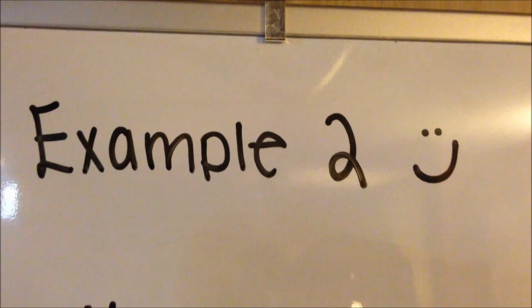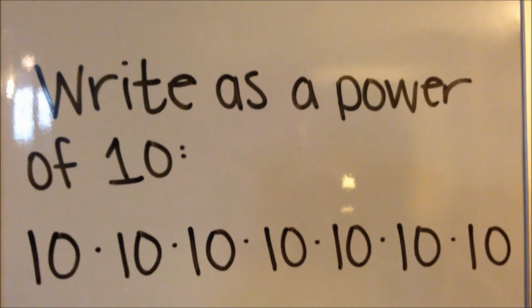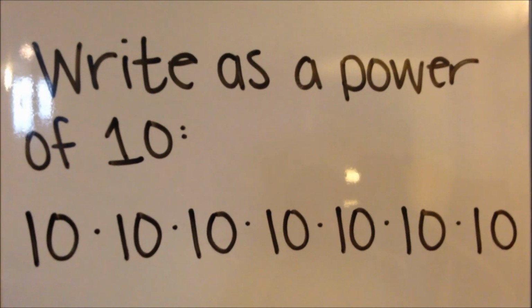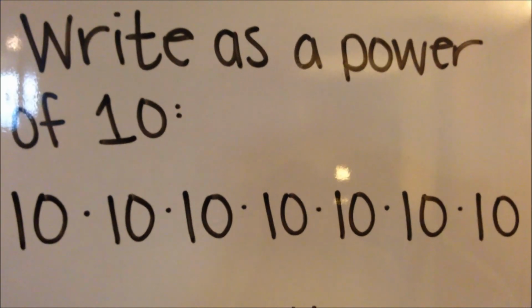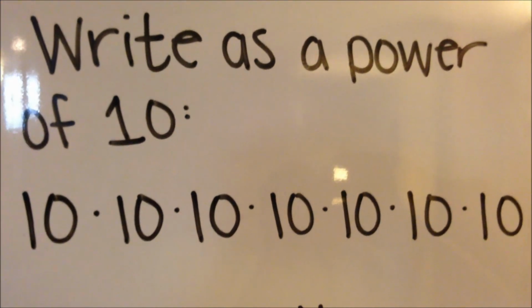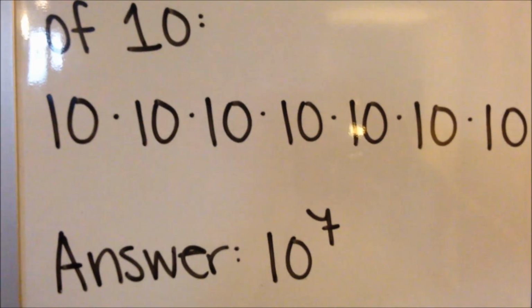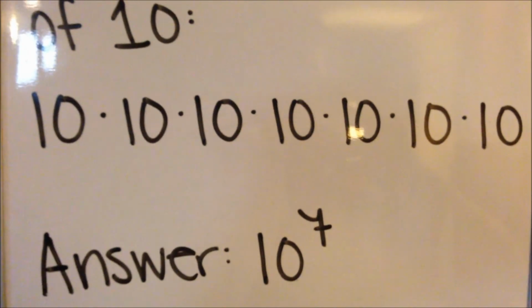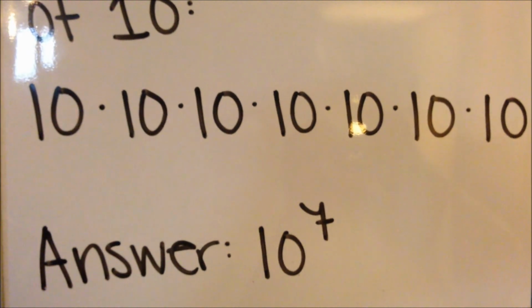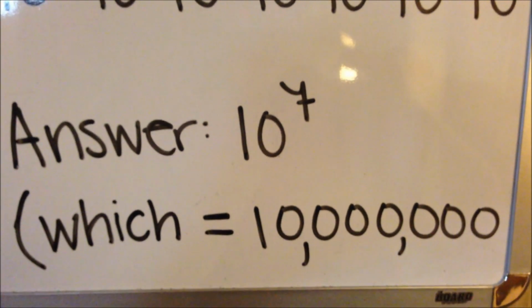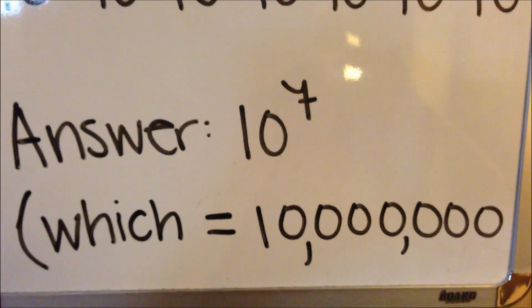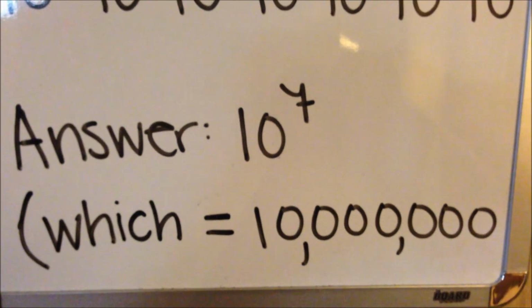On to example 2. Write as a power of 10, 10 times 10 times 10 times 10 times 10 times 10 times 10. How many 10's are there? 7. So the answer is simply 10 to the 7th. Now, if I asked you to simplify or write out the final number answer, it would be 10 million. And the reason I knew that is because there are 7 zeros in the number.